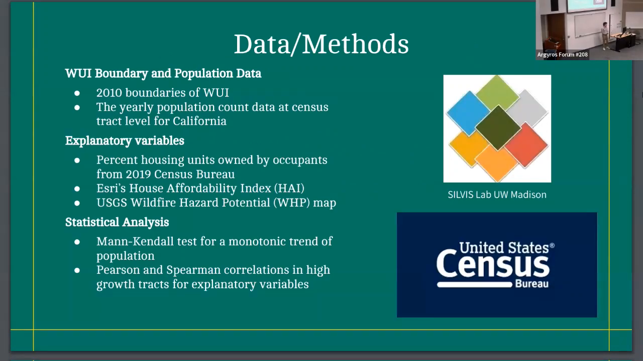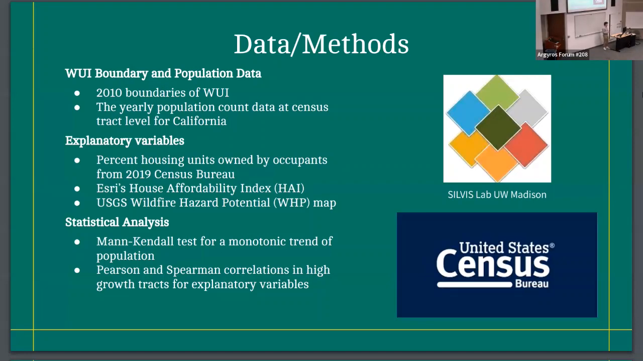So I just want to go briefly over the methods that were used. As I was saying, every 10 years they make new boundaries for the WUI. We use 2010 boundaries, which are at the block level. The block level is a little bit larger than the census tract level. We use census tract level data for the population count. At first we were going to use block level, but since they were very closely related, we thought using that higher spatial resolution would be better for getting an overall picture of what is occurring. The explanatory variables are also at the census tract level: percent houses owned, affordability, and the wildfire hazard potential.